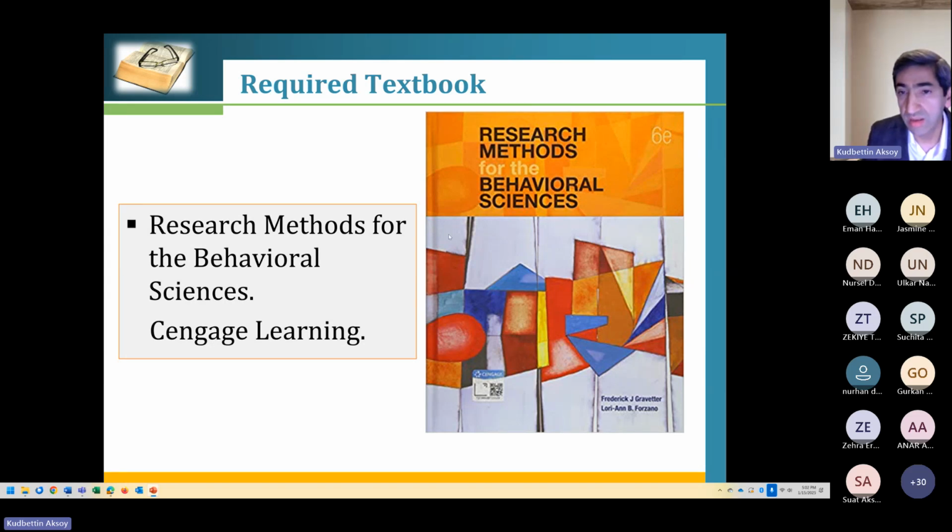The course textbook is shown on your screen. This is the cover page of the textbook. It is very good quality material. If you are interested in research, I would recommend you keep this book for future reference. It is very well written, and it's very difficult to find a well-written research textbook. This is one of them.